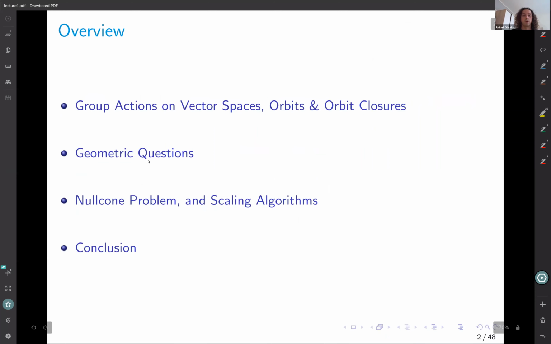All right, so an overview of what we're going to see today. Today we're going to see the definition and lots of examples of group actions on vector spaces, their orbits and orbit closures. And then we're going to see what kind of geometric questions one can ask once in this setup. And then we're going to focus on one particular question, which is the null cone problem. And we're going to just talk about scaling algorithms for them, okay? And then we're going to conclude.